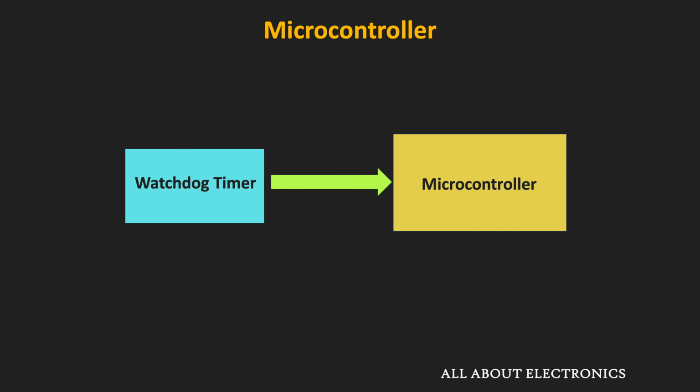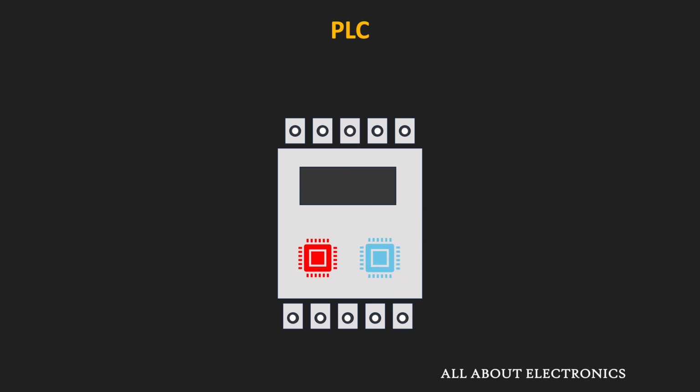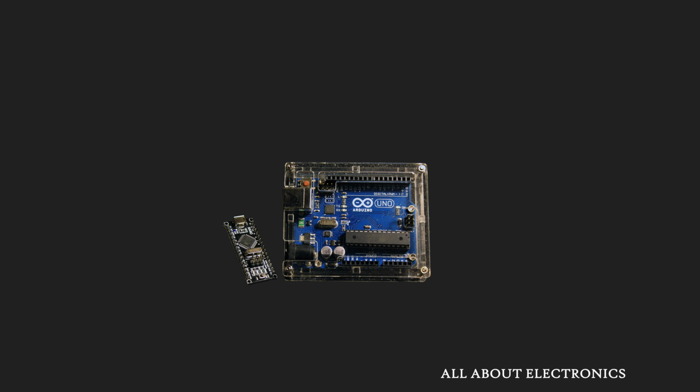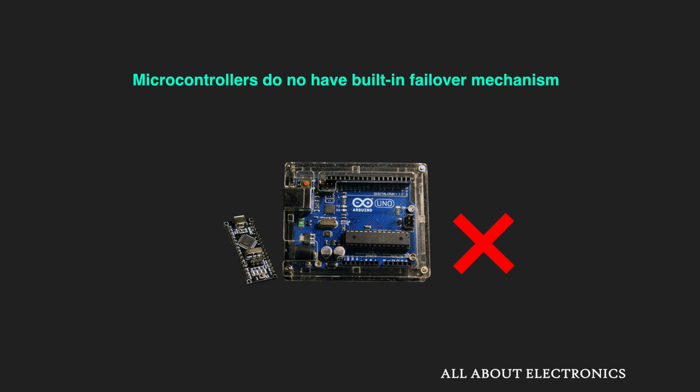But in case of the major failure, it is quite possible that even after resetting the MCU, it will not work properly. So in case of the PLC, in such scenario, there is a backup CPU. So in case of the failure of the main CPU, the backup CPU takes charge and starts operating the system. But in case of the microcontroller, we do not have the backup microcontroller. So because of the lack of redundancy, in case of the microcontroller, we do not have the failover mechanism.